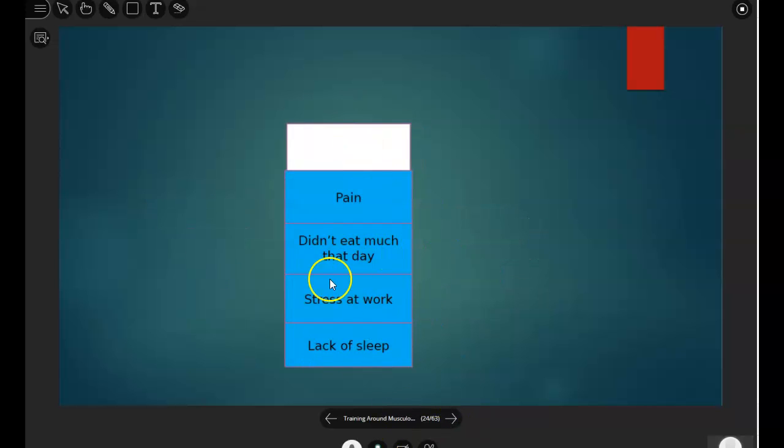So again, just imagine that if somebody has a lack of sleep, stress at work, didn't eat that much that day, and they're already in pain, you have very little room for the kind of training volume that you can provide for that person.